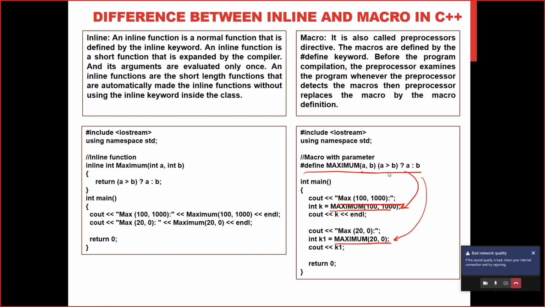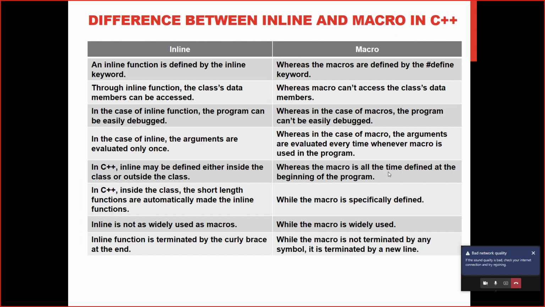Okay, so here I have listed some of the differences between the inline function and macro, just to go through them. An inline function is defined by the inline keyword and macros with hash define. Through an inline function the class data members can be accessed, but we cannot access a macro along with the class. The debugging of an inline function is easily done, but for macros you need to first run the preprocessor, and then you can debug it.